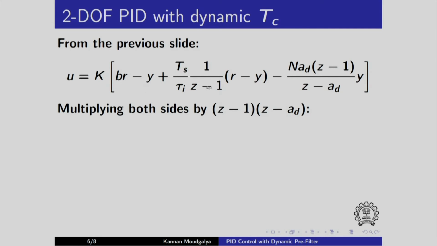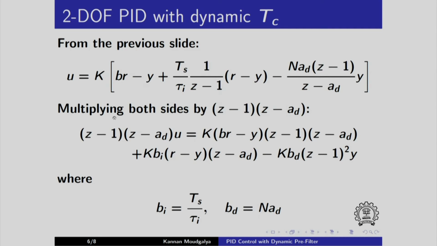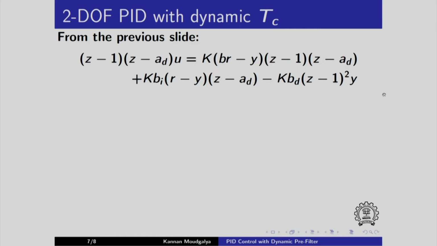Multiply both sides by the denominator here, namely z minus 1 into z minus AD. I get the following expression. So the left hand side gets multiplied by that, the right hand side gets simplified by that, and we have introduced new symbols BI and BD. Once again, you have to make sure that you can derive this expression starting from here. Okay, this is the expression from the previous slide.